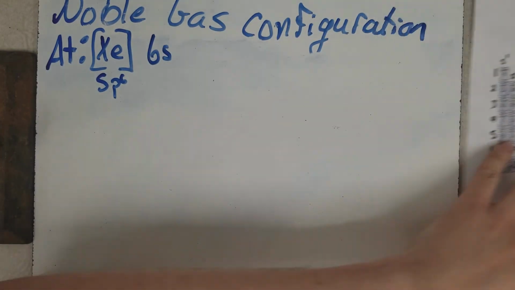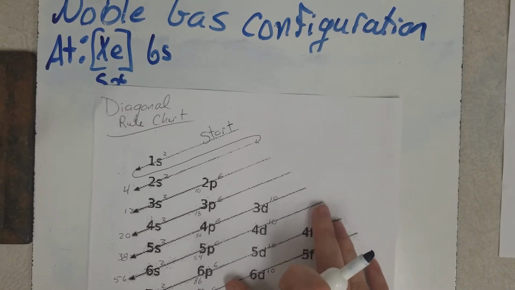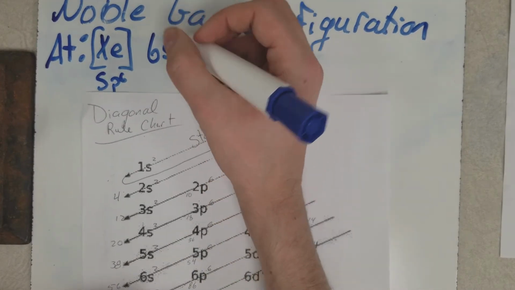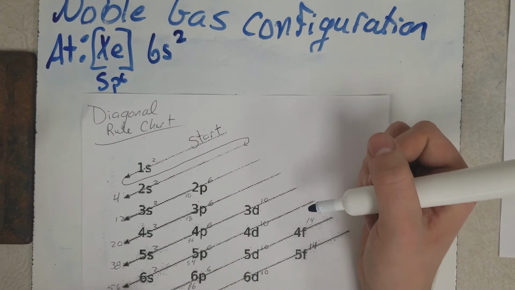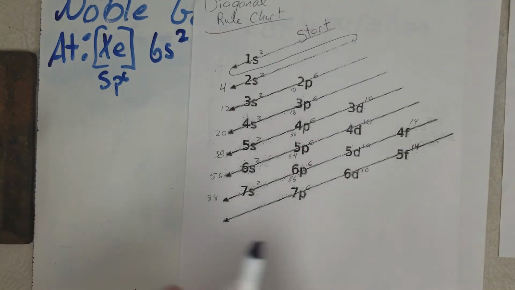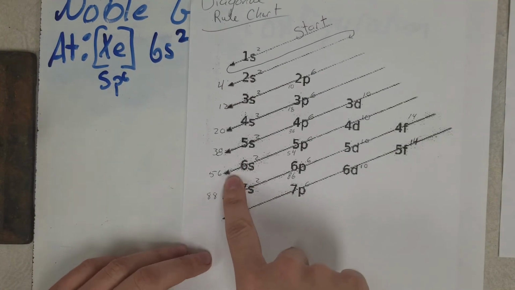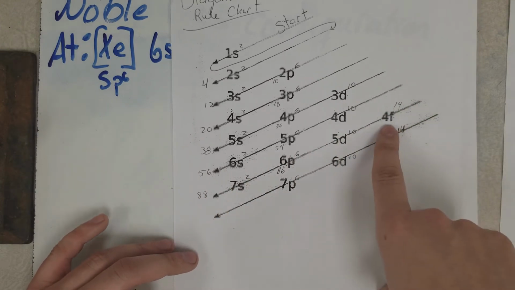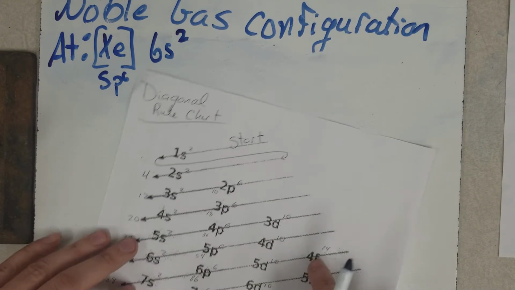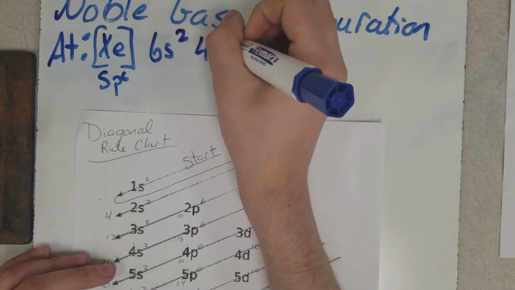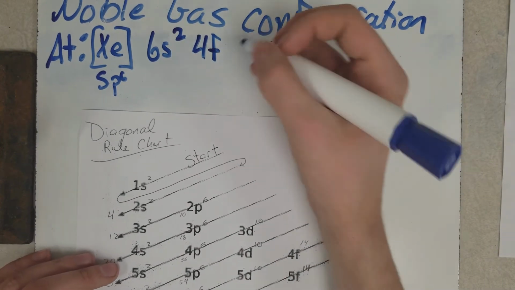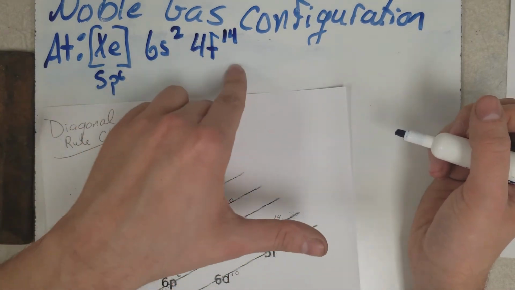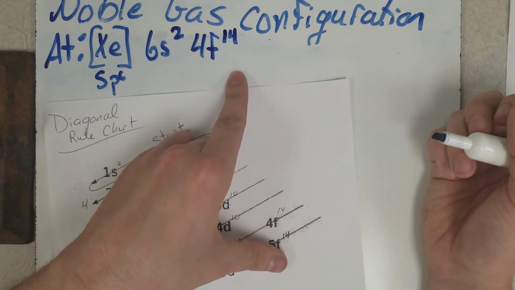So going back to our little charts. In the 6s orbital, it can only hold 2, so we've used 2. So we've reached the end of this one. If we jump up to our next one, we'll start with 4f, and that one holds 14. So far we've only used 16 electrons, so we still need to continue on.